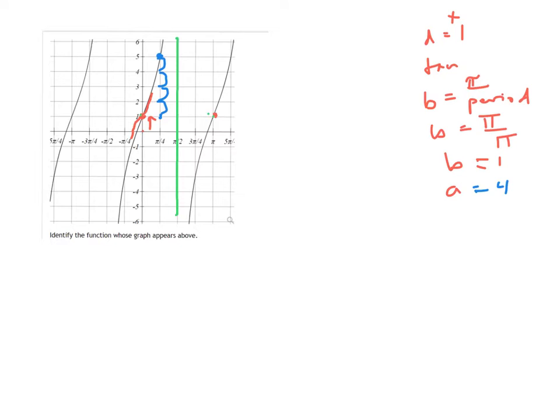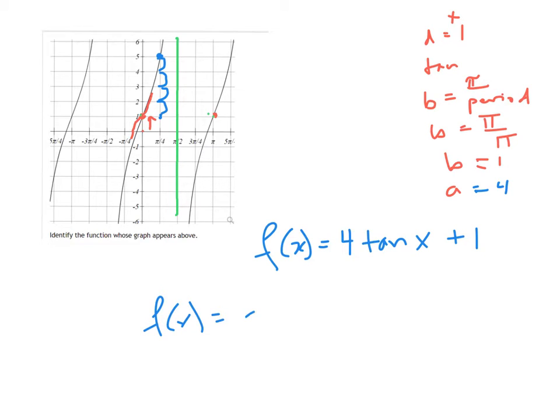So my function, f of x, is equal to 4 tan. My b is just 1, so I can just write x. And it's been shifted up 1, so plus 1. So here's what my function would be: a tan bx plus c, plus d. Well, a is 4, b is 1, there is no c because it hasn't been shifted along x, and d is plus 1. Okay, let's take a look at another one.